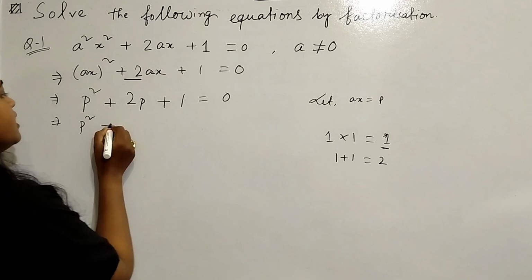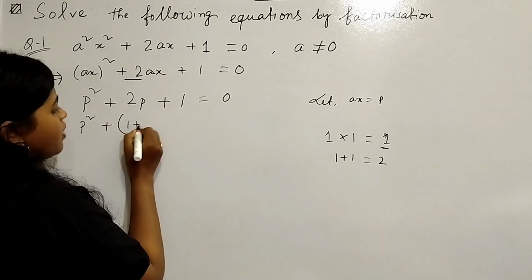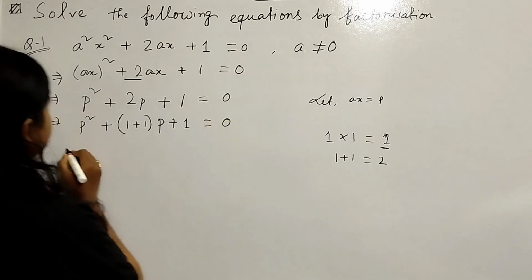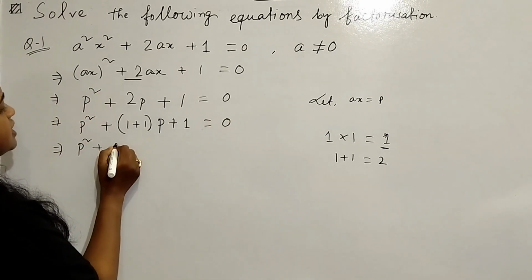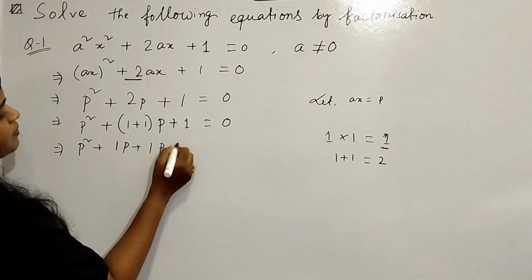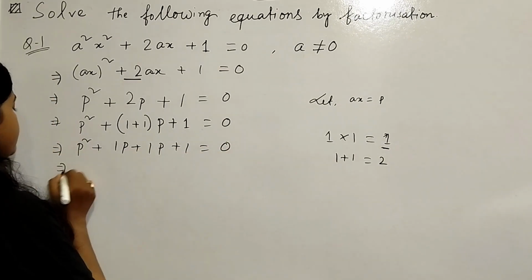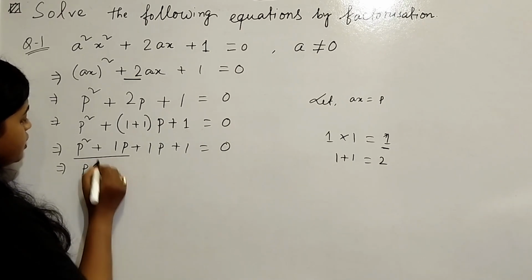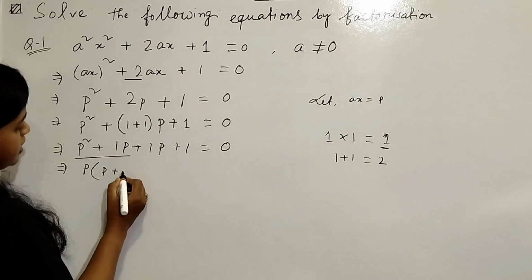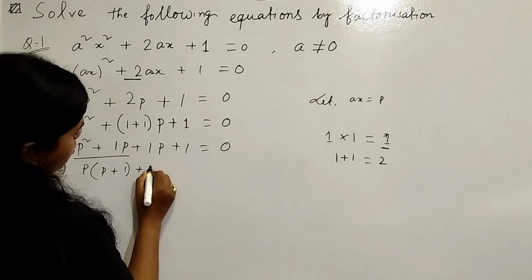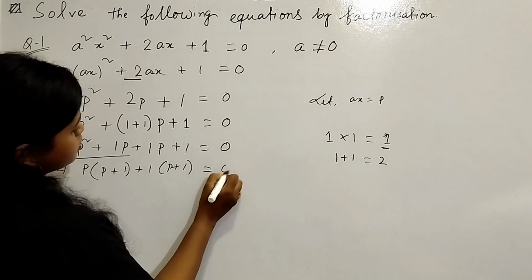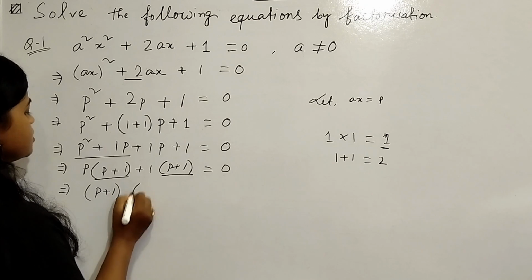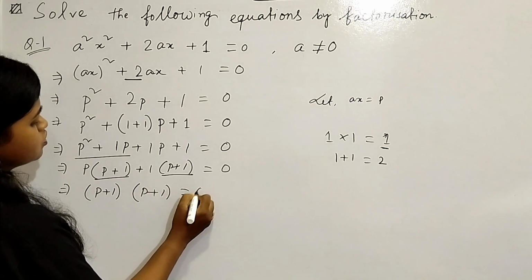So p square plus 2p, we can write as (1 plus 1) whole into p equals to 0. So p square plus 1p plus 1p plus 1 equals to 0. And if I take common from these two terms, p will be common, and there is p square, so 1p will be there, and p plus 1. Here 1 is common, p plus 1 equals to 0. So p plus 1 common and p plus 1 equals to 0.